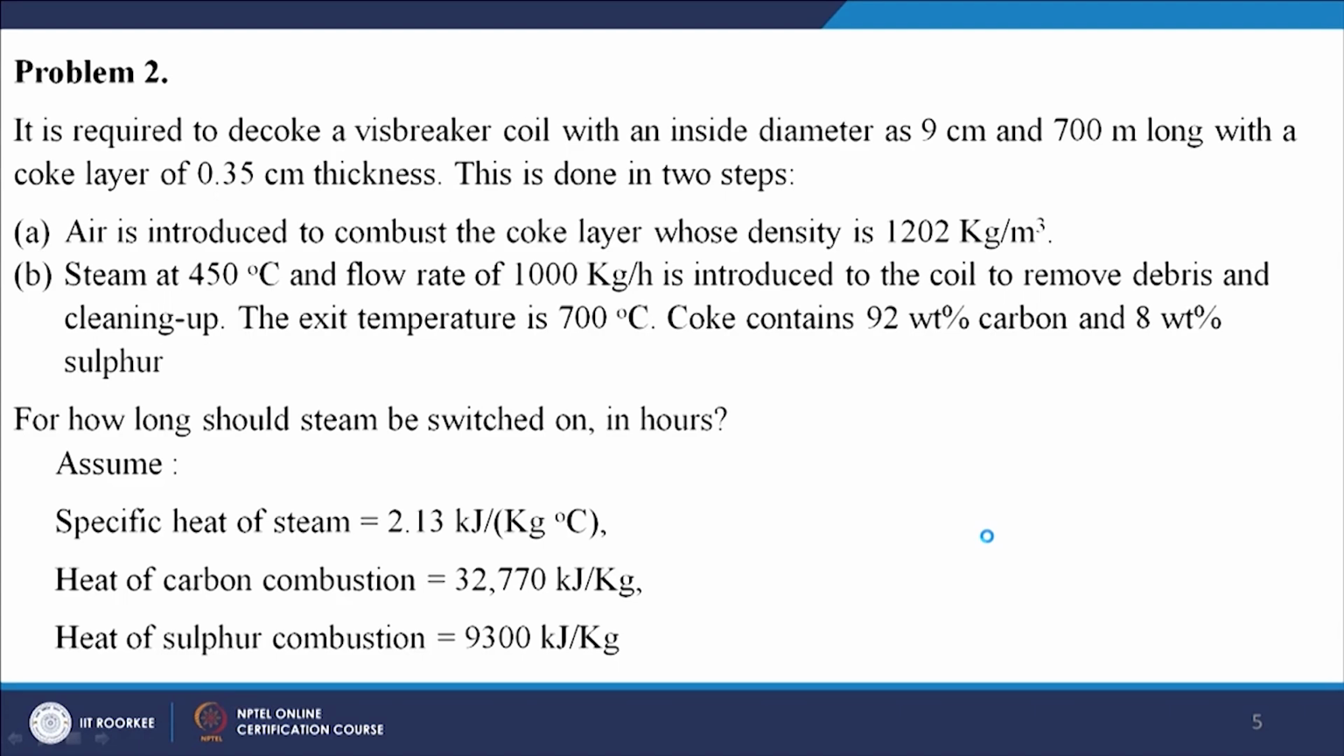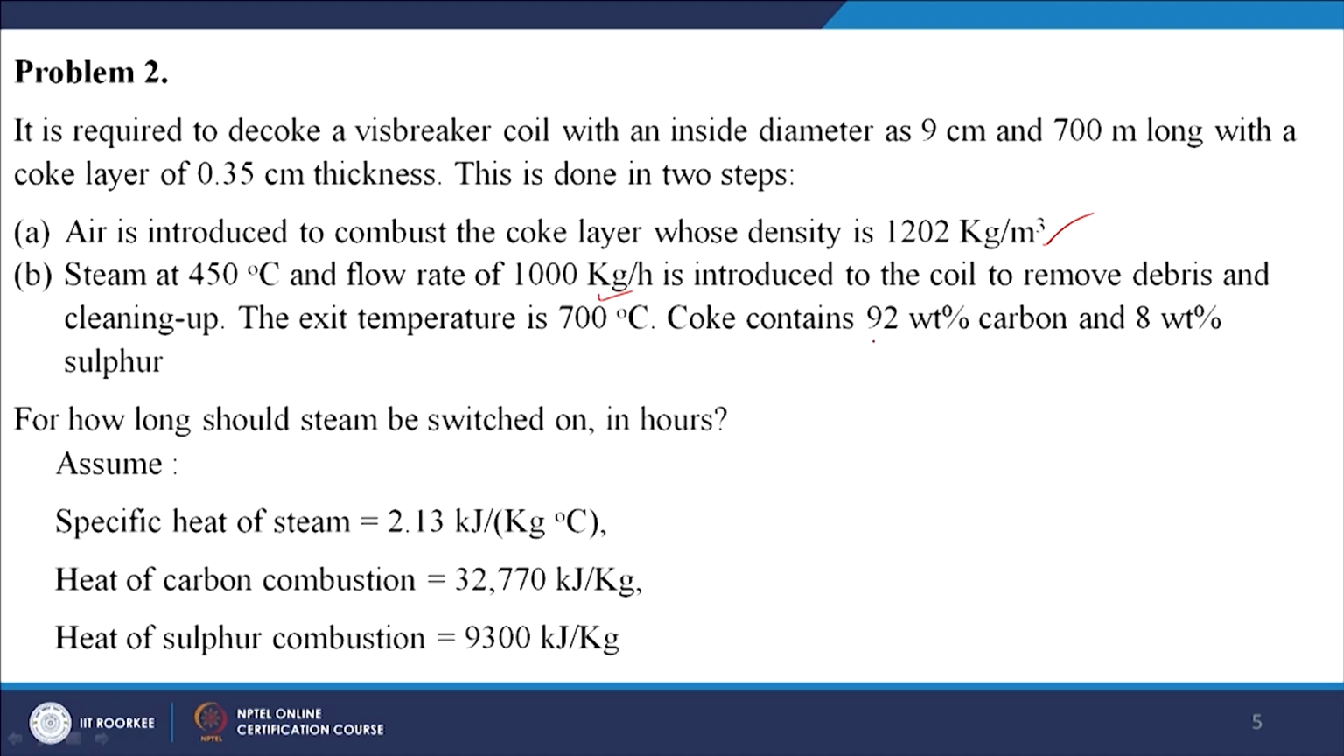So, problem 2 says that it is required to decoke a vis breaker coil with an inside diameter of 9 centimeter and 700 meter long, with a coke layer of 0.35 centimeter thickness. This is done in two steps. First step, air is introduced to combust the coke layer whose density is 1202 kg per meter cube. In the second step, steam at 450 degree centigrade and flow rate of 1000 kg per hour is introduced to the coil to remove debris and clean up. The exit temperature is 700 degree centigrade.